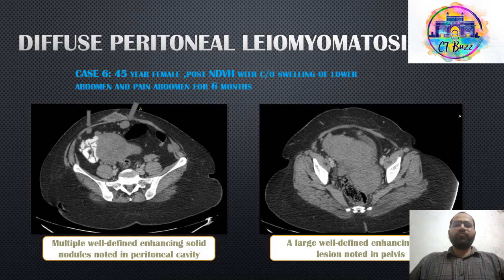Case 6 is the diffuse peritoneal leiomyomatosis. A 45-year-old female post non-descent vaginal hysterectomy with complaints of swelling of lower abdomen and abdominal pain for 6 months. In images, we can see multiple well-defined enhancing solid nodules in the peritoneal cavity, and in this one we can see a large well-defined enhancing lesion in the pelvis.